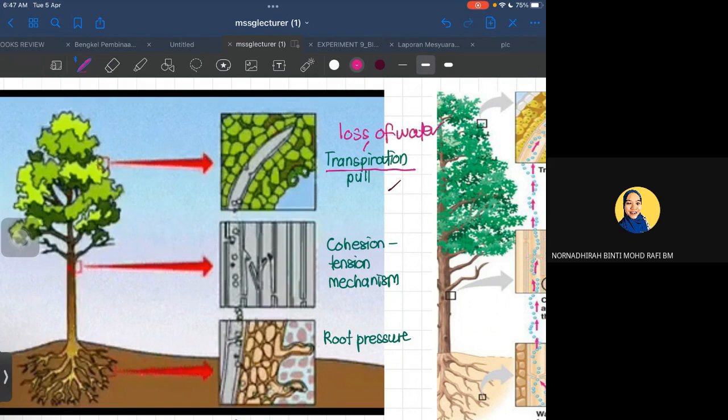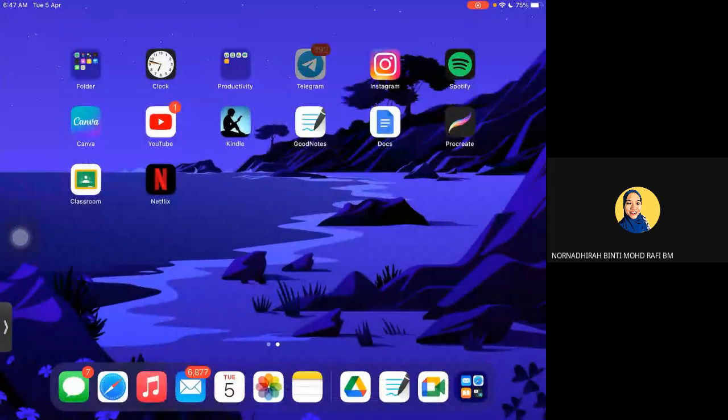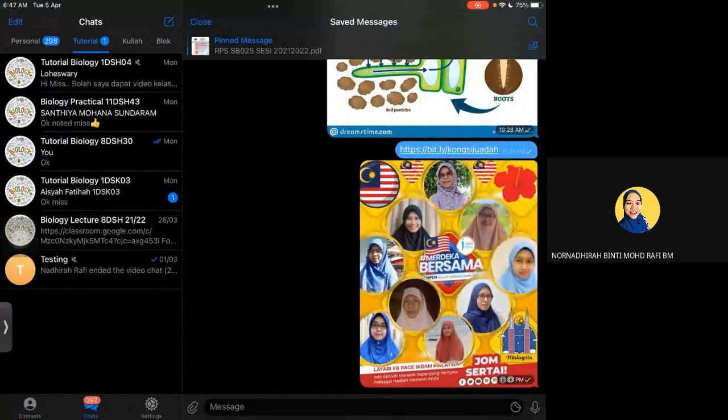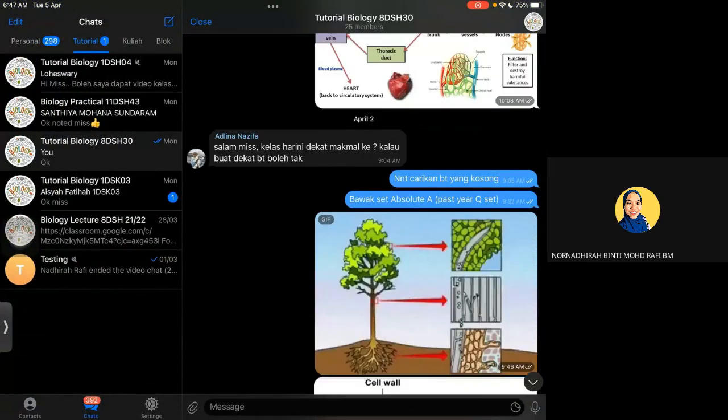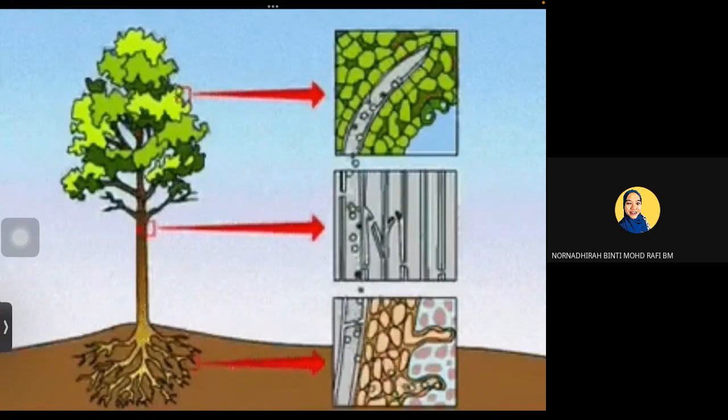Saya tunjukkan dulu dia punya short video, bukan short video, dia lebih kurang GIF. So awak boleh nampak kat sini. Okay, so the movement of water daripada bawah and then the move upward.